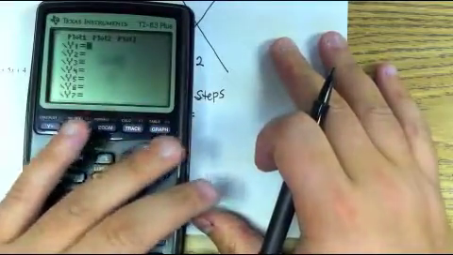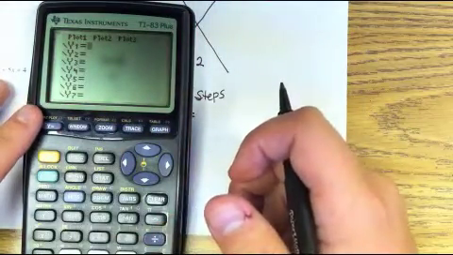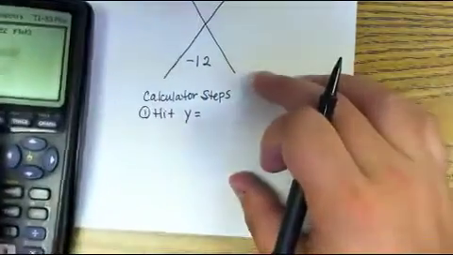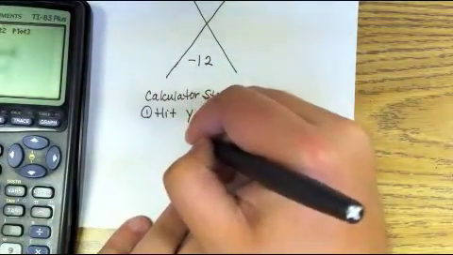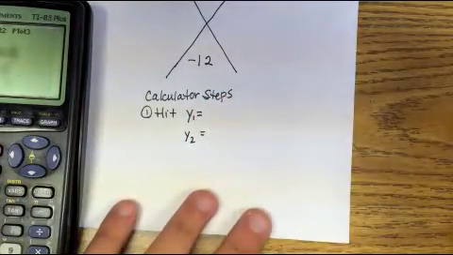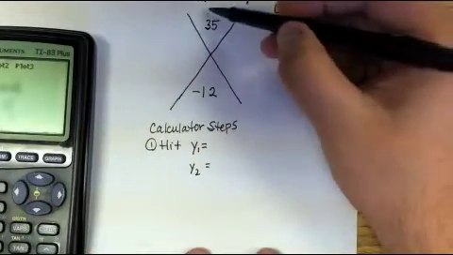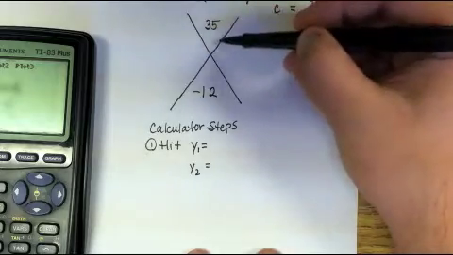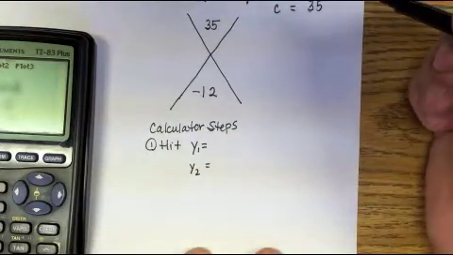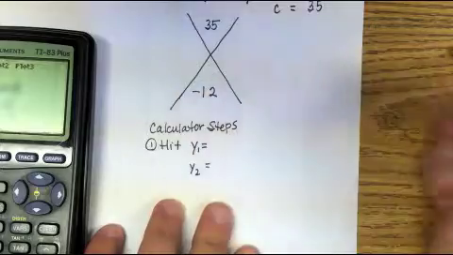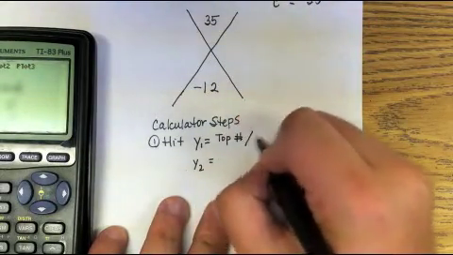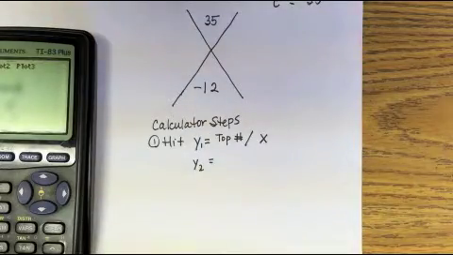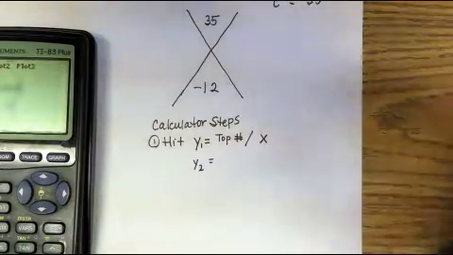Okay, so I should be at this screen. I should have nothing in it. Now here's how this is going to work. You've got these two things, y1 and y2, and you're going to type something into both of them. It all depends on the top number of your big X. In this case, since it's 35, you're going to take that top number, I'm just going to call it top number for now, and divide that by an X. Believe me, just go with it.